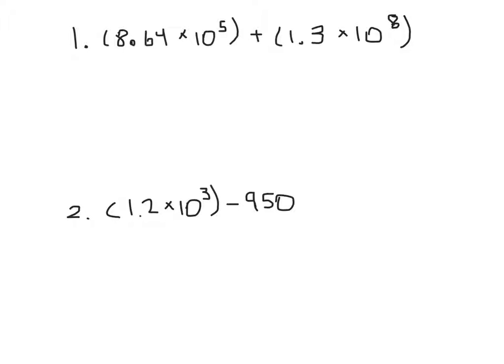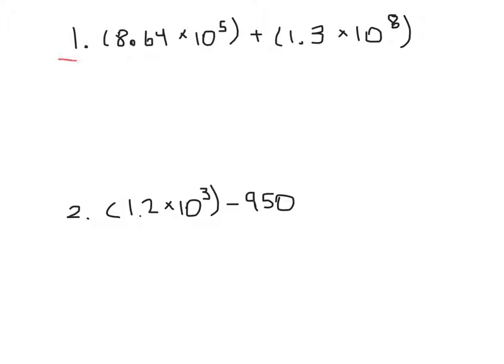Alright, so to add and subtract in scientific notation, there's a couple ways you could do this. You could first change your numbers to standard form and then add or subtract, and change them back to scientific notation in your final answer, or you can move your decimal and change the exponents so that your exponents match and then just add your decimals. I like to use the second method, but either one is fine.